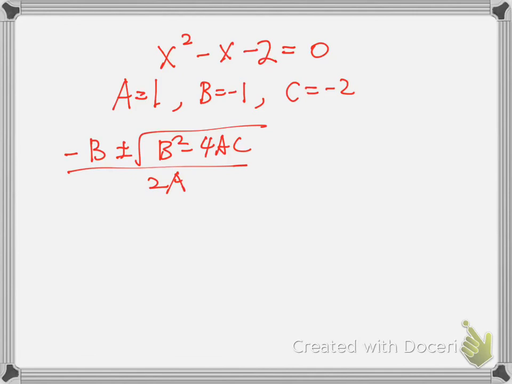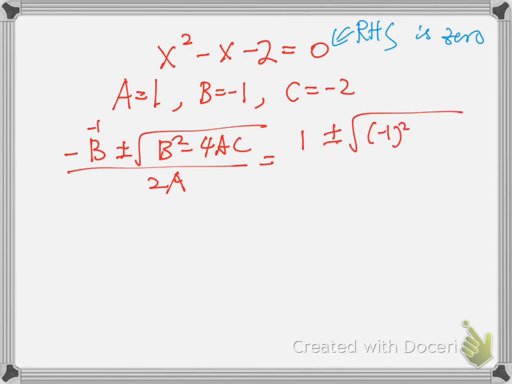Okay, the main reason for today's lecture is this formula. Just remember the formula, plug in A, B, C. But you have to make sure the right hand side is 0 before you talk about the A, B, C. Okay? Right hand side is 0. B is negative 1, so negative B is 1. Plus or minus the square root of negative 1 squared minus 4 times A, 1, times C, negative 2, divided by 2 times 1.